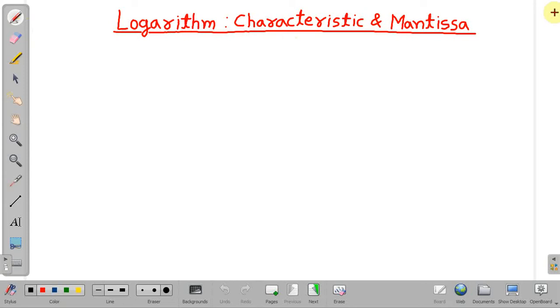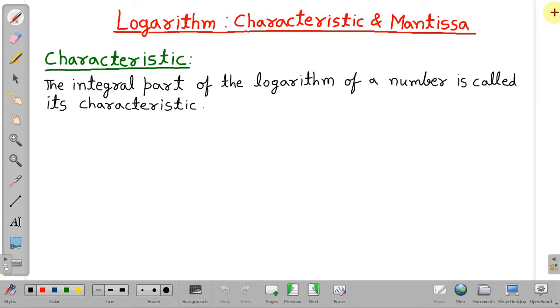In this lecture, we will discuss the characteristics and mantissa of a logarithm. So how do we find the characteristics and mantissa of a logarithm? Okay, we will see one by one, and then after finding characteristics and mantissa, how we find the logarithm of a number. So what is characteristic?